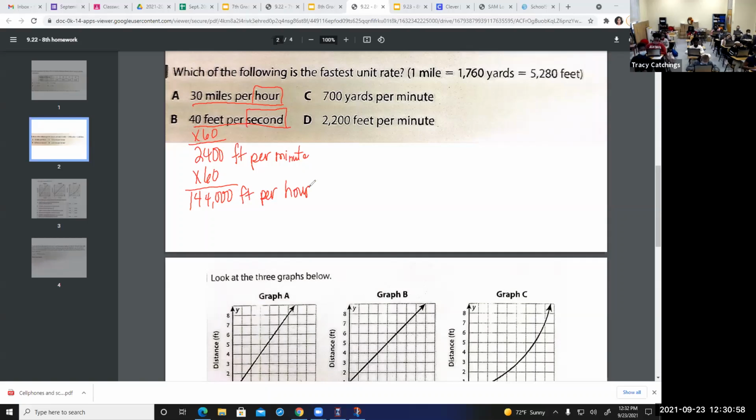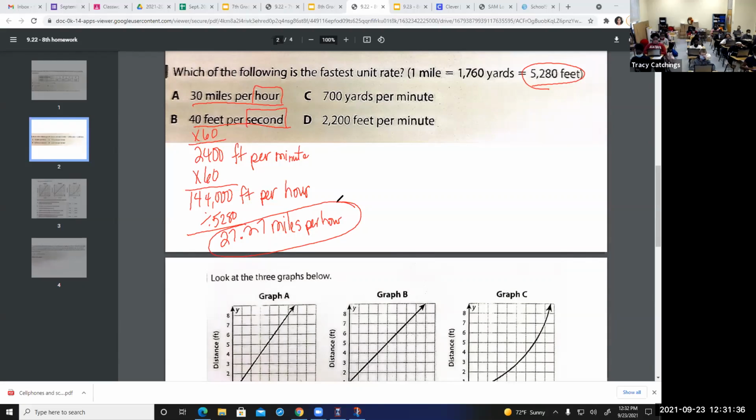Now we at an hour. So now we can convert out that feet. What will give us our conversion for the feet? So now we're going to divide by 5,280. 27.27. Now we are at miles per hour.